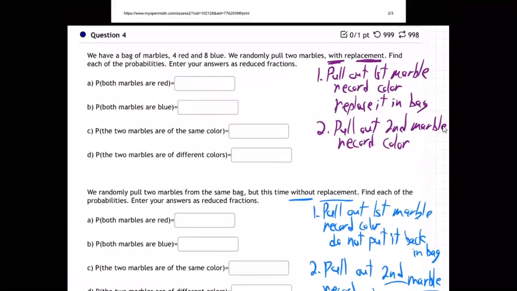So let's start up here with this first part. I'm going to draw a tree, right? We always make a tree whenever we have more than one action, like 2 coin flips or 3 coin flips or 2 dice rolls or 2 times pulling marbles out of bags. Anytime there's more than one action, we make a tree. So I'm going to make a tree.